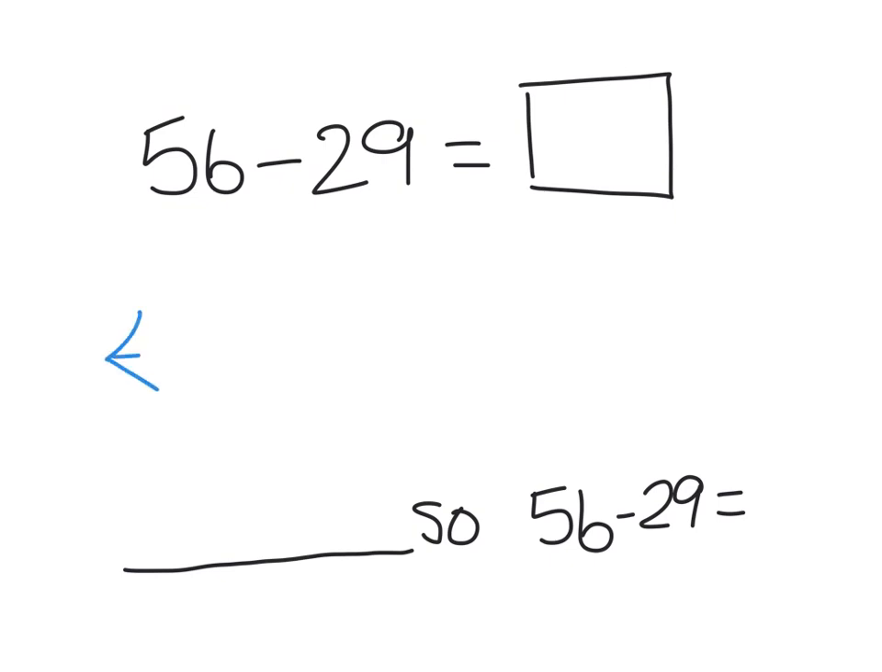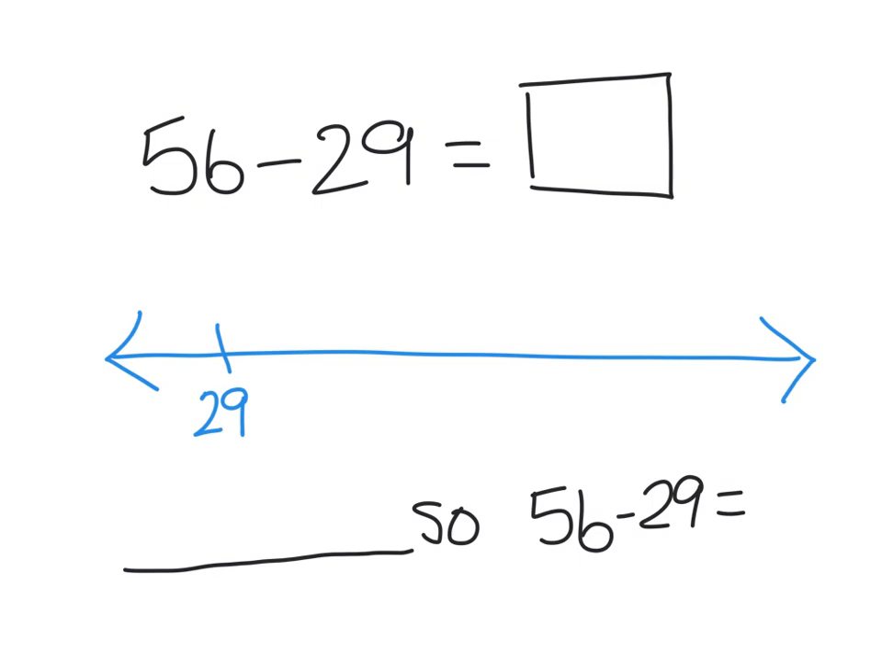One way to solve a subtraction problem is to count up from the smaller number to the bigger number because we're finding the difference between those two numbers. So I can start at 29 and I know that I need to count up until I reach the number 56. So I'm going to start from 29 and use tens at first to help me get close to 56.